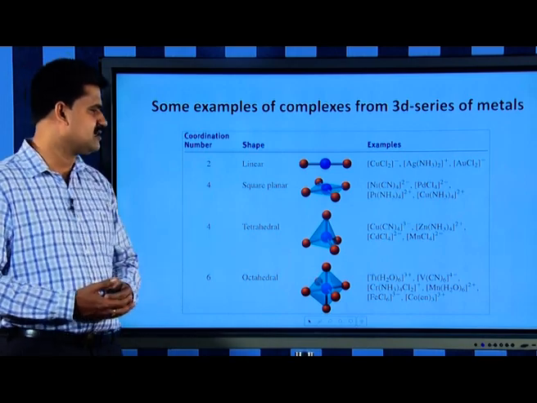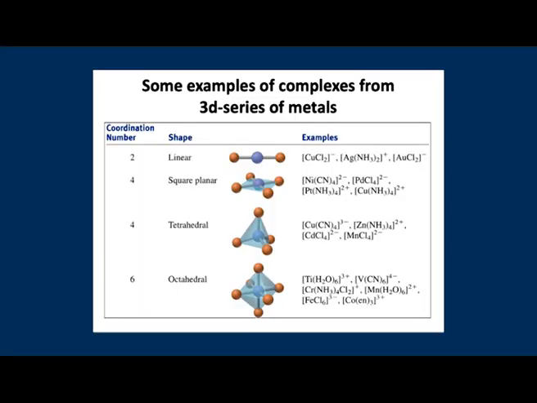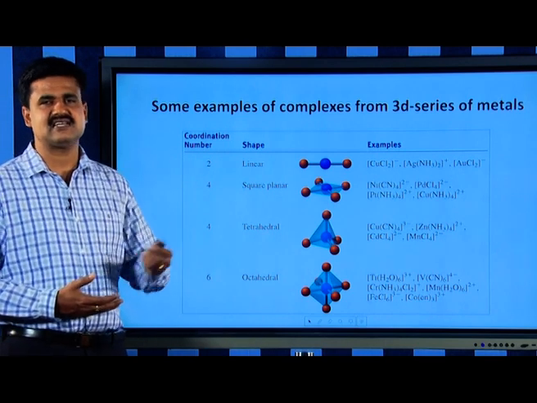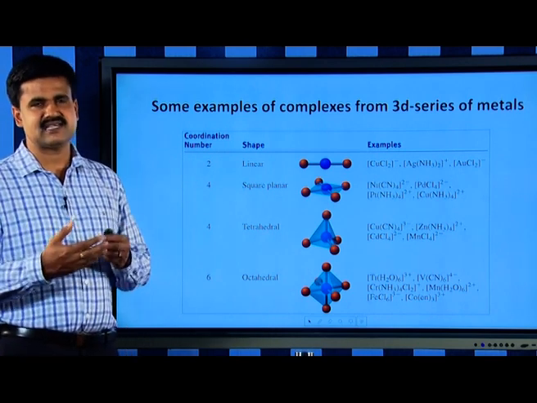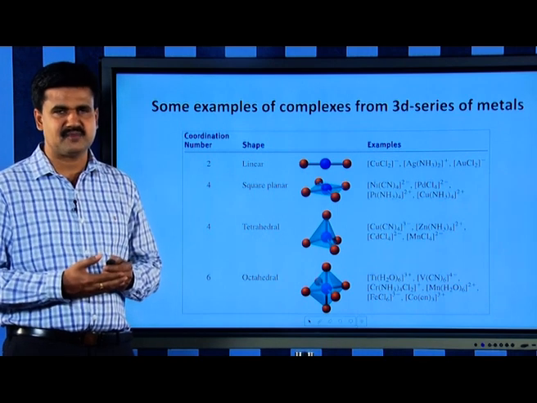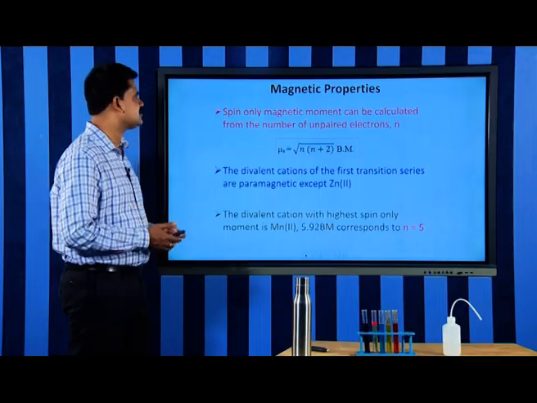Some examples are [Ti(H2O)6]3+, that means hexaaqua titanium(III) ion, [V(CN)6]3-, [Cr(NH3)4Cl2]+, etc. So, linear geometry, square planar geometry, tetrahedral and octahedral geometries are the common geometries of coordination complexes shown by 3d series of metals.